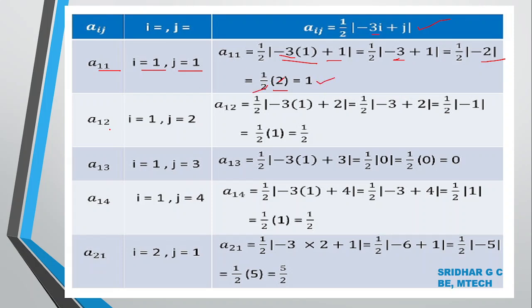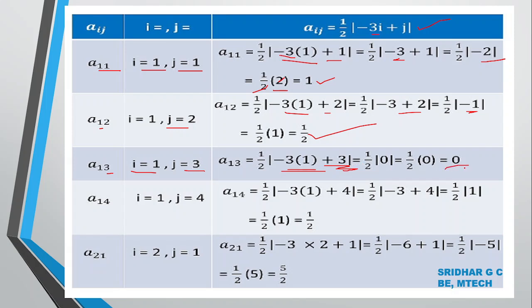In the same way, substitute 1 and 2 for A12. So minus 3 into 1 plus 2, minus 3 plus 2, minus 1. The magnitude of minus 1 is positive. So 1 by 2 into 1, 1 by 2. Next, A13, i equals 1, j equals 3, substitute here. See, 1 by 2 will be the same as it is, modulus of minus 3 into 1 plus 3. The j value will keep changing, so 3. Next, 1 by 2, why is it 0? Minus 3 plus 3, 0.